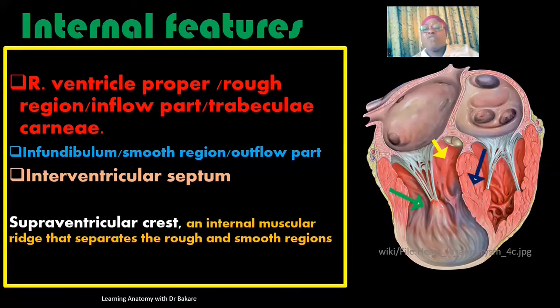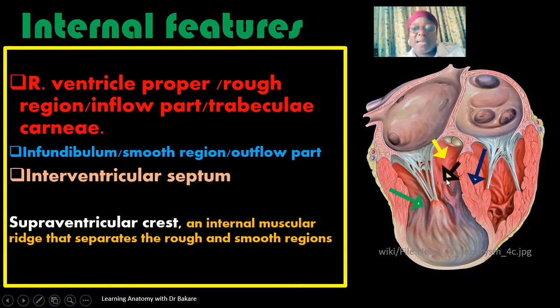Then finally, it's good for us to highlight the supraventricular crest. This is the supraventricular crest. This crest is like a ridge that is seen in the internal wall of the right ventricle, and it tends to separate the smooth upper part from the rough lower part. So you see it like a demarcation that is seen between the right ventricle proper and also the infundibulum.